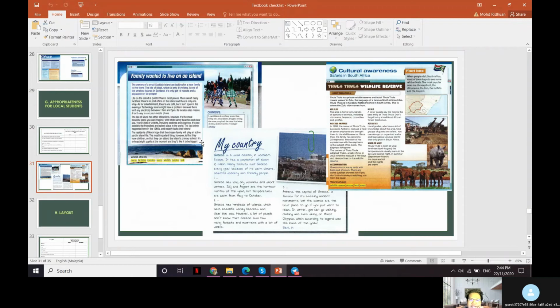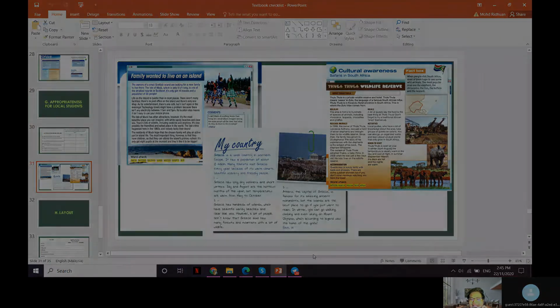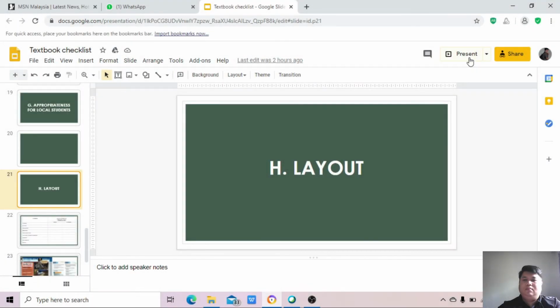We acknowledge the importance for our students to learn about other people's culture. However, the last thing we want is for our students to know more about other people's culture but remain clueless about their own. We believe that if a textbook is going to be used by our local students, it should at least include a few examples that relate to the culture in our country. Thank you. We will continue with layout suitability.